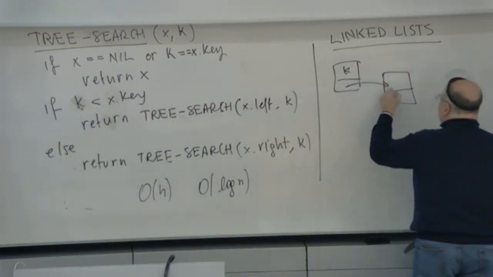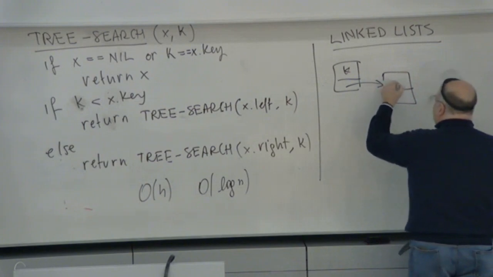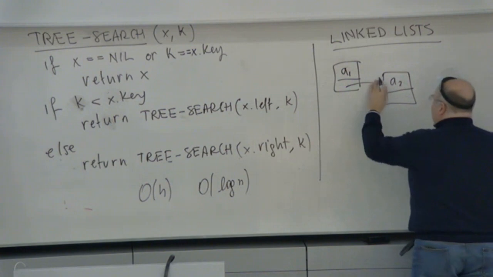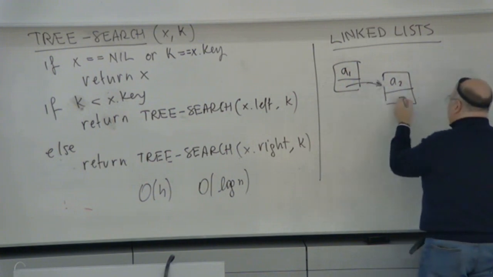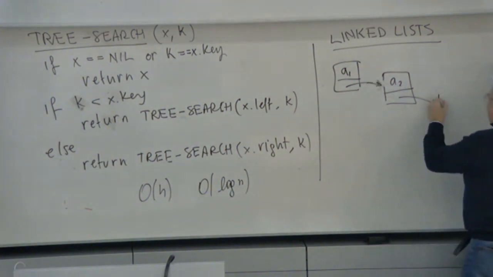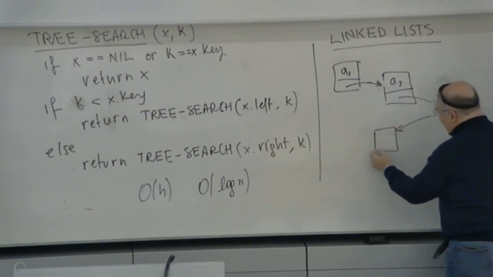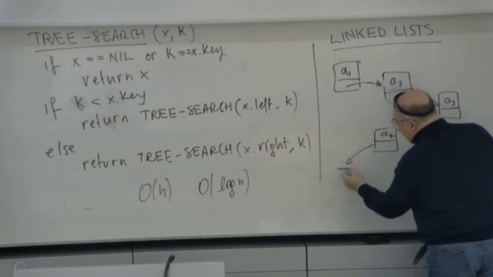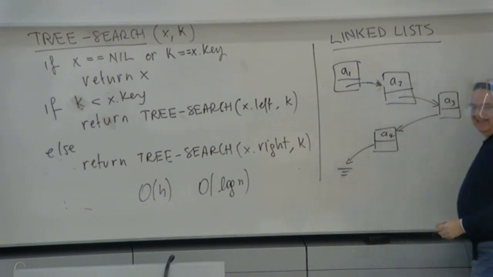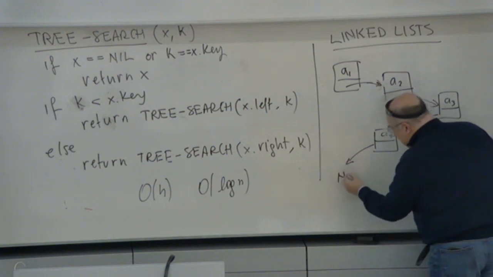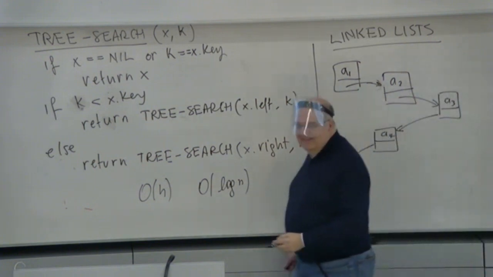which is its successor. Okay, so the list points here, and then you have another, say, this is A1, this is A2, and also you have a pointer that points to the other one, and this points to another element like this. So say A3, and this points to another element, A4. And then at some point, the list ends with nil, okay?